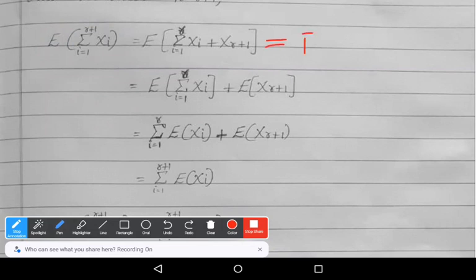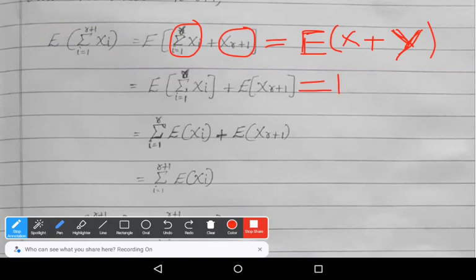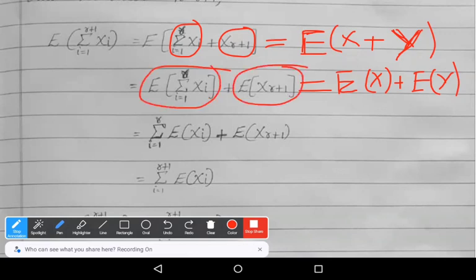Now it is in the form of expectation of x plus y. What is x and what is y? Here the first term is x and the second term is y. By previous theorem, it can be written as expectation of x plus expectation of y. So simply expectation of summation i is equals to 1 to r xi plus expectation of xr plus 1.